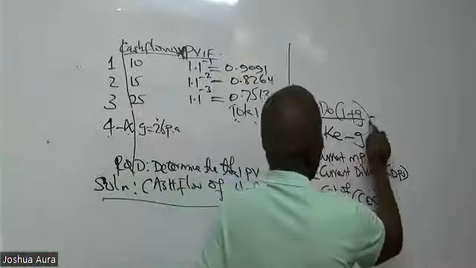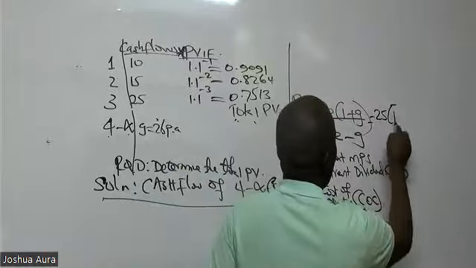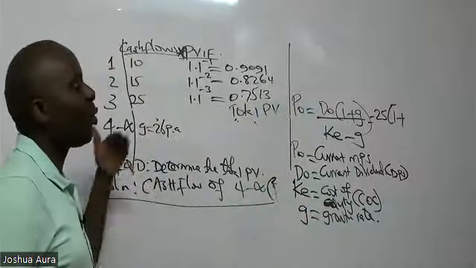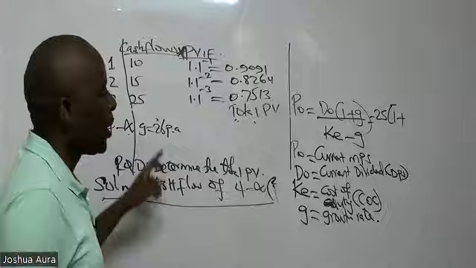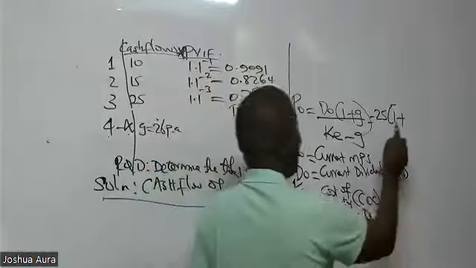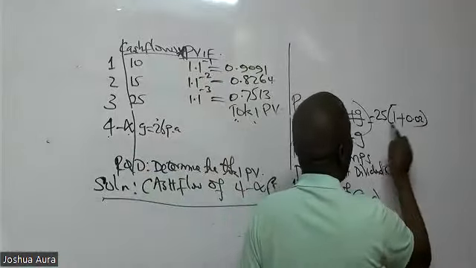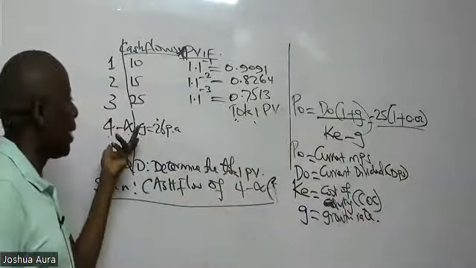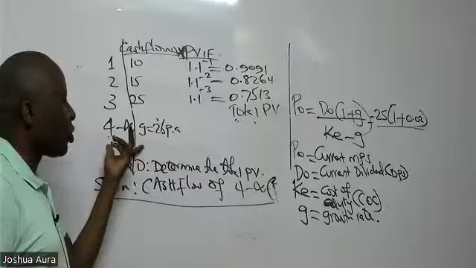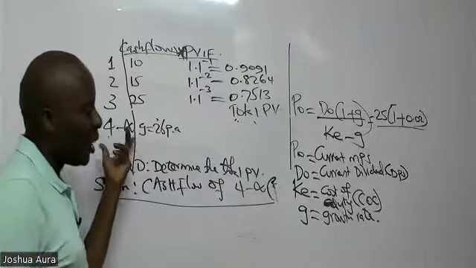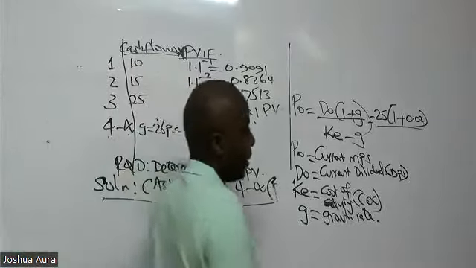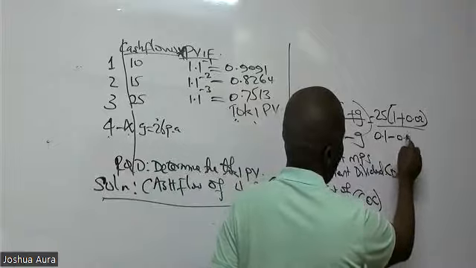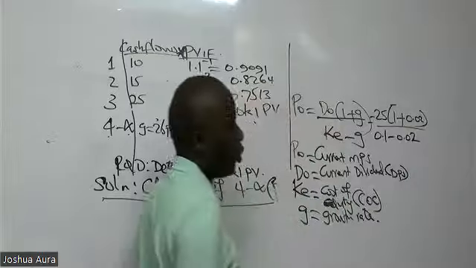We are saying that this will be 25 into 1 plus the growth rate, the perpetual growth rate. The perpetual growth rate is 0.02. So here we have 0.02 all over the cost of equity. In our case here it is the cost of capital. And I remember vividly that our cost of capital here was 10%. 10% is the same as 0.1 minus the growth rate, which is 0.02.